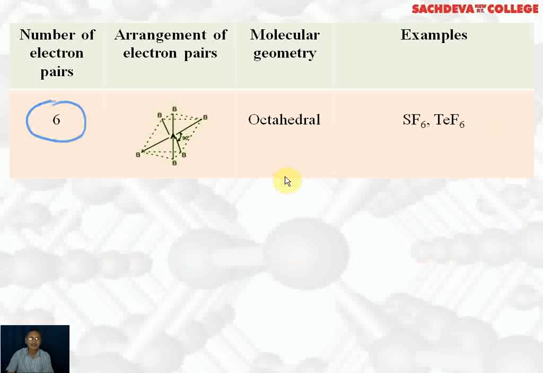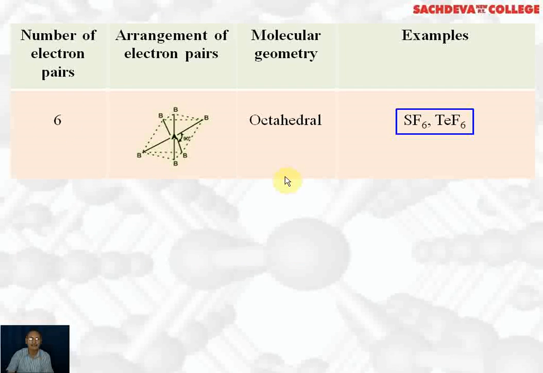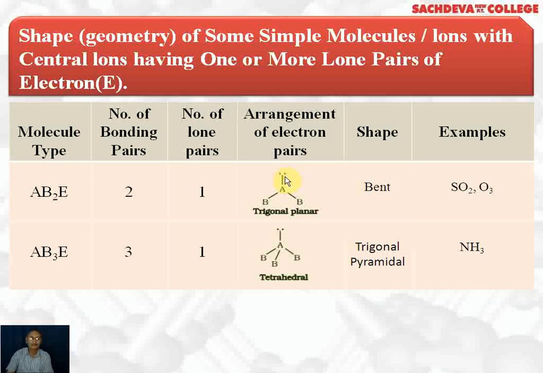When we have 6 bonded pair of electrons, the best shape is octahedral. Bond angle in this case is 90 degree. Examples are SF6 and tellurium hexafluoride TeF6. Now we are going to take up the cases in which there is one or more lone pair of electrons.